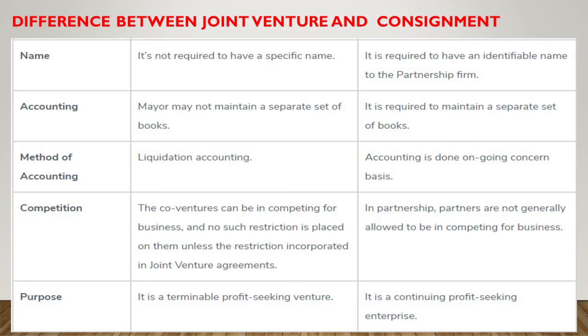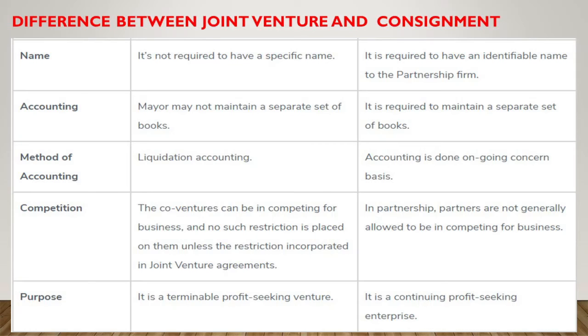The duration of the venture is very short, depending upon the work. So for that they may or may not maintain the records. One co-venturer will maintain them, or all the co-venturers may maintain them. A separate set of books can be maintained; that depends. But in case of consignment, a separate set of books has to be maintained.